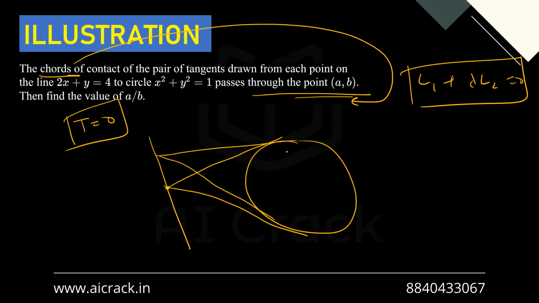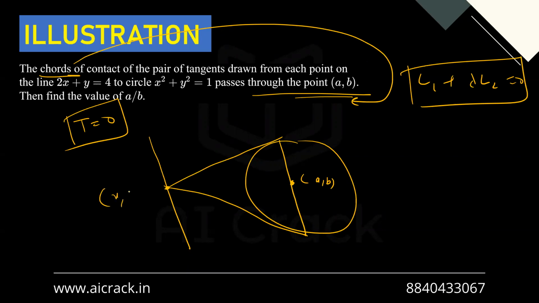Okay, so we are drawing multiple chords of contact, and basically all those chords of contact are passing through a particular point. Now let's say that point is (a, b) as given in the question. That point is (a, b). Now since this is a variable line, this will be having variable coordinates.